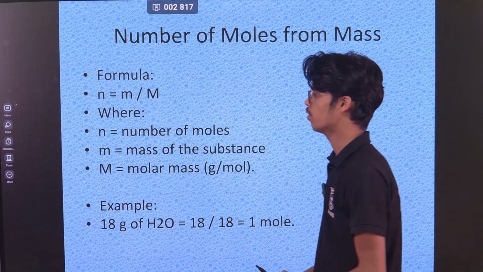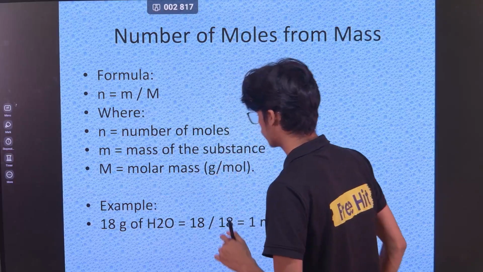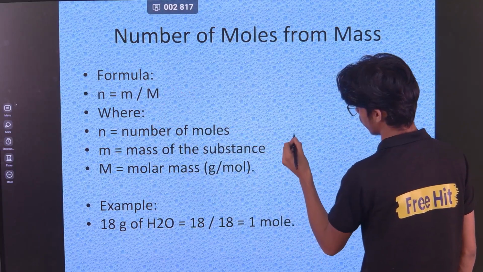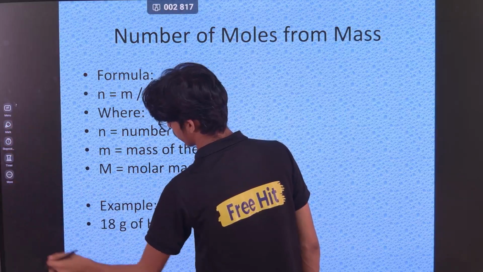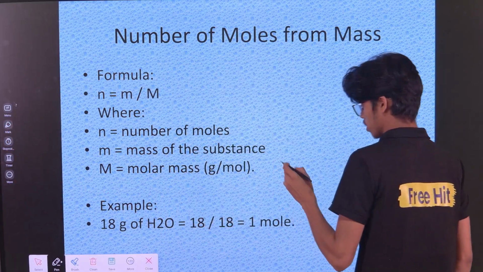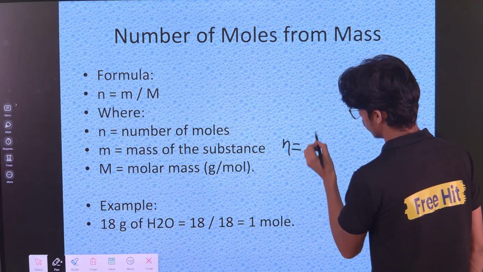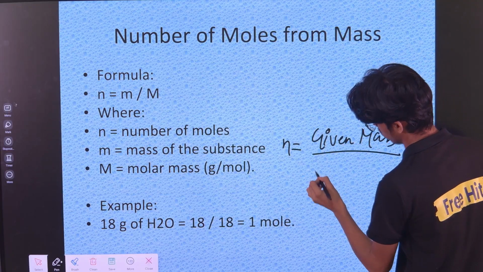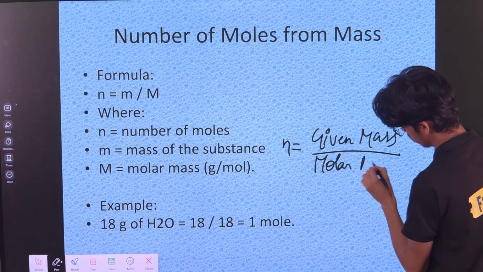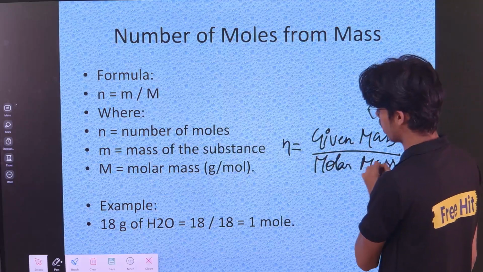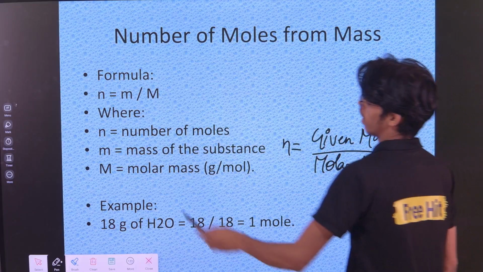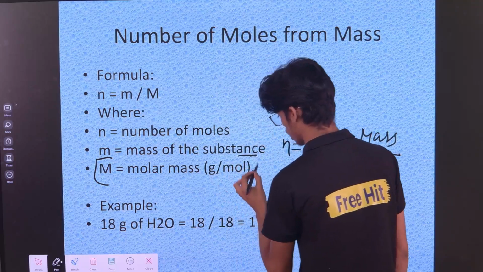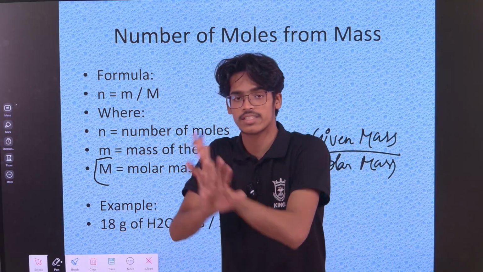Okay, now the formula is, if you want to calculate the number of moles, you have to divide the given mass. I hope you have heard this formula a lot of times. Okay, this is the first formula everybody learns. The number of moles is always equal to what? Number of moles is equal to given mass divided by molar mass. So n is the number of moles, small m is the mass of the substance. M, remember, is molar mass. Okay, and molar mass of every substance is different.